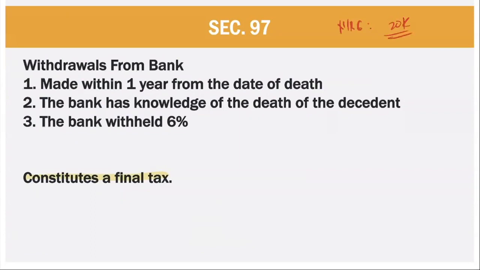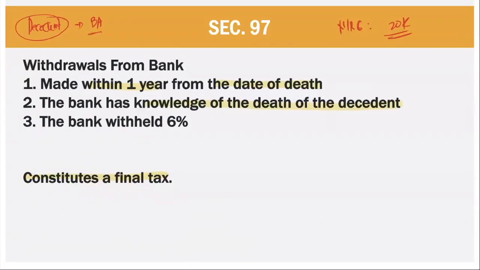Section 97 happens in case we have a decedent and that decedent has a bank account. So normally, you cannot withdraw out of that bank account unless it is made by the decedent. Lalo na pagka passbook yan. Okay? But now, under the law, so that we can make use of the money of the decedent, the law provides that you can now withdraw up to whatever amount you want out of the bank account of the decedent, so long as it is made within 1 year from the date of death of the decedent, and the bank has knowledge of the death of the decedent.